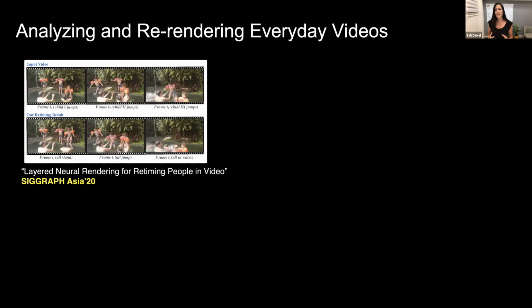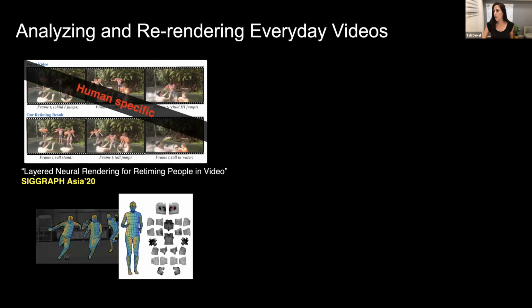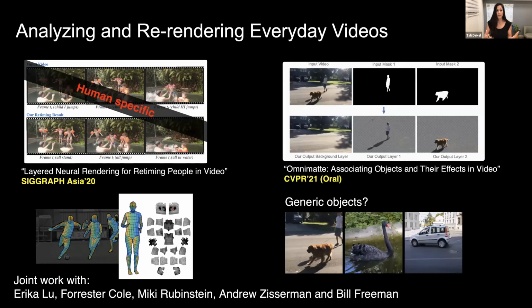Okay, so we really got excited about this ability of the model to associate people with their effects. But an obvious limitation of this model is that it's human specific. We used off-the-shelf, human-specific parametric models to represent the input to the network. And so we wanted to generalize this, and this is the Omnimatte work that I'm going to talk about next. It's presented at this CVPR, and we wanted to get this ability of associating objects with their effects, but work with generic objects.